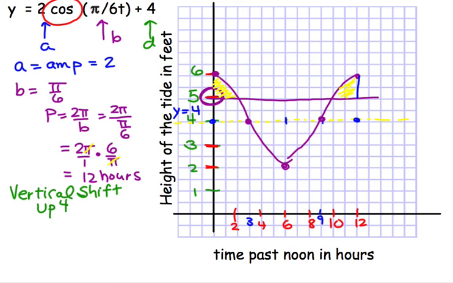This distance here is 2 hours. This distance here is 2 hours. Do you agree? 4 total hours that the Boston Harbor's tide is at least 5 feet. So our answer is 4 hours.